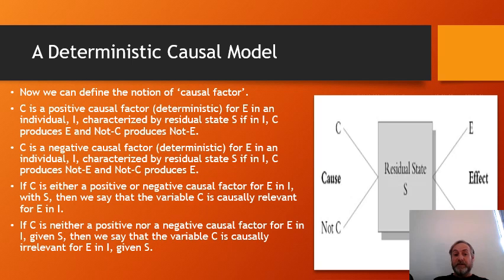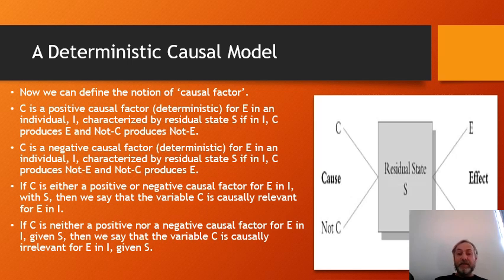So does C, the cholesterol medicine, produce not having heart attacks, and does not taking the cholesterol medicine produce heart attacks? So if C is either a positive or negative causal factor for E and I, given the residual state S, we'll say that variable is causally relevant for E and I. So there's two ways that something can be causally relevant. It can either produce an effect or produce the absence of an effect. And in either case, it is causally relevant.